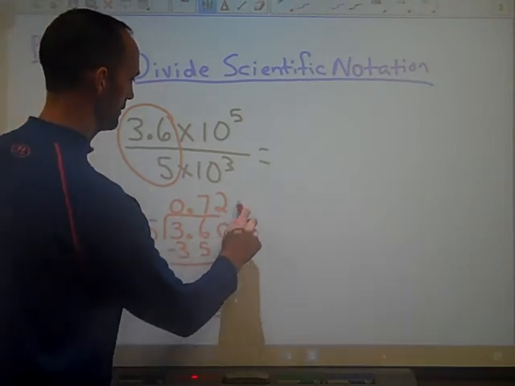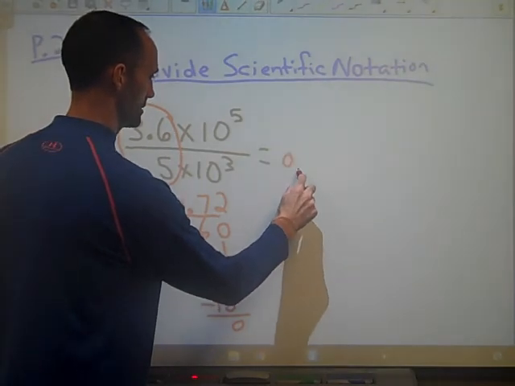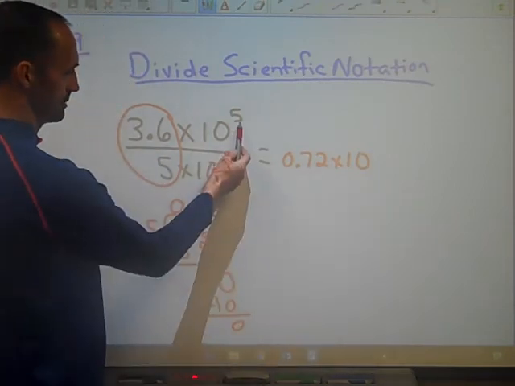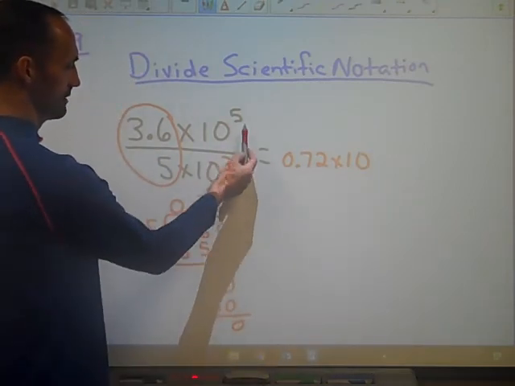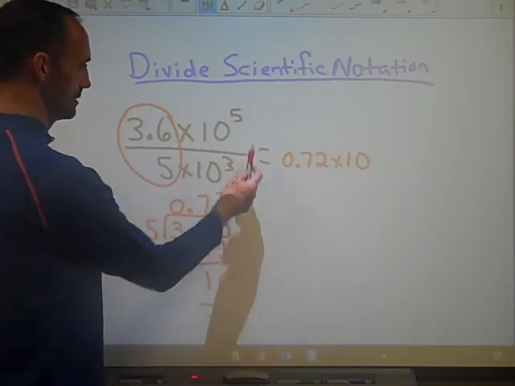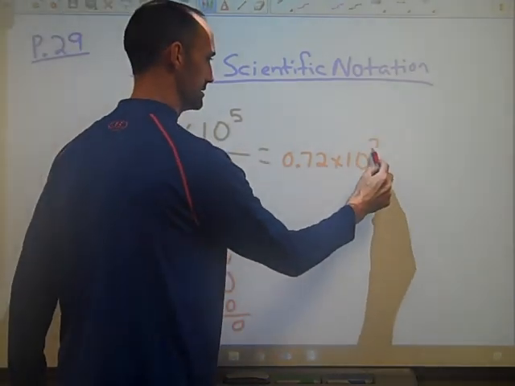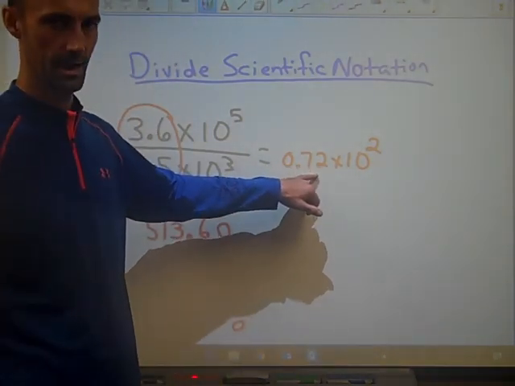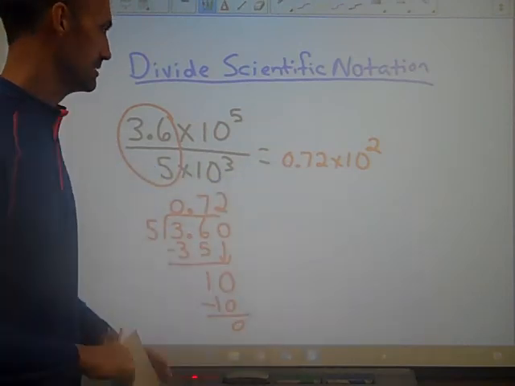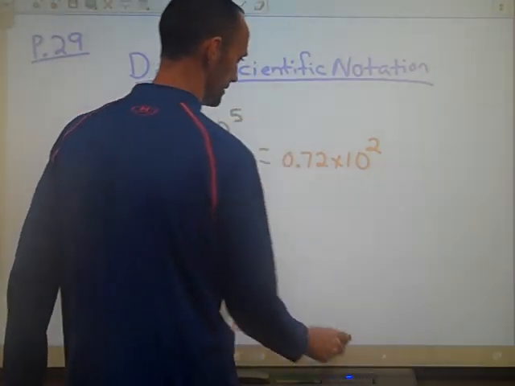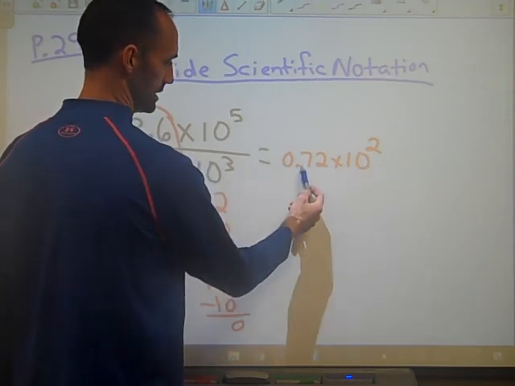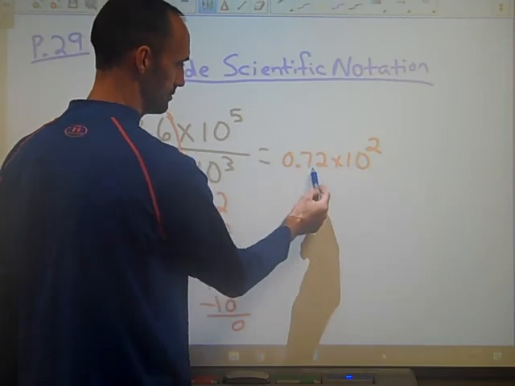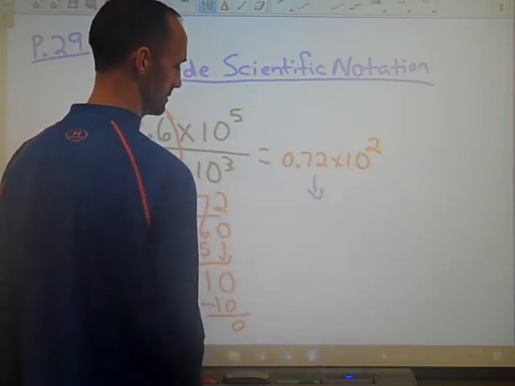So we have 0.72 times 10 to the, when we divide, we have to subtract 5 minus 3. 5 minus 3 is 2. But the decimal is not in the right spot. So we need to write that in standard form first. So this exponent is positive. It tells the decimal it's going to go 2 places to the right.